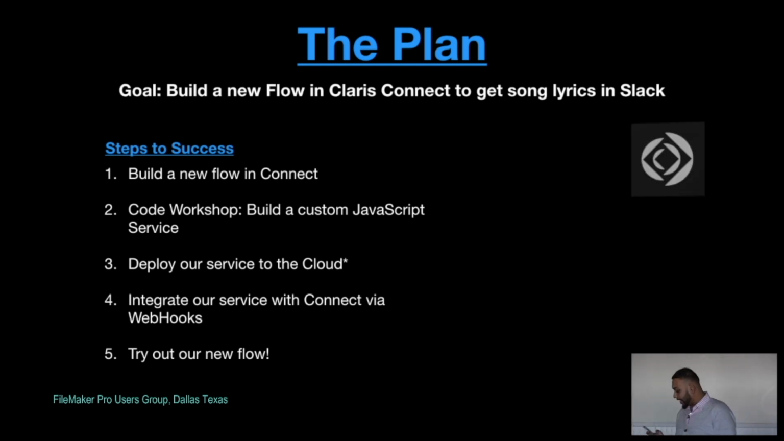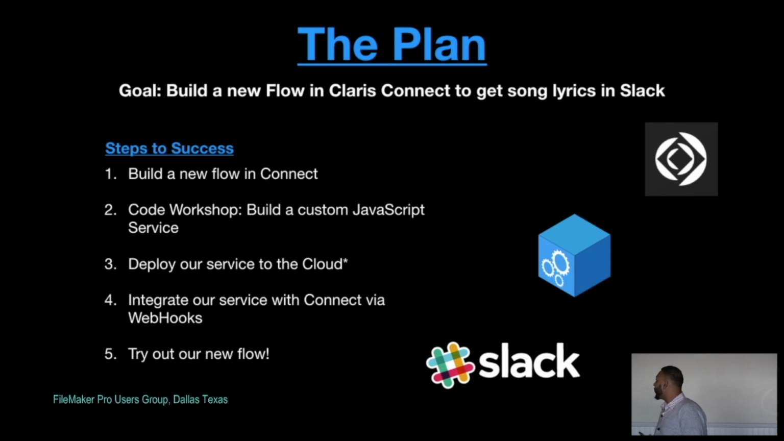The first thing that we're going to do today is build a new flow. We're going to have a code workshop. During this code workshop, we'll be creating a brand new Node.js server using JavaScript, okay? During that process, we'll also deploy it to the cloud, and this can be a cloud provider of your choosing. For this presentation, I'll be using Google Cloud Platform, just simply because I already have it set up on my machine. After that, we're going to take our new web service and integrate it into Claris Connect in such a way that we can connect to it and receive a response. And after that, we're going to try out our new flow.